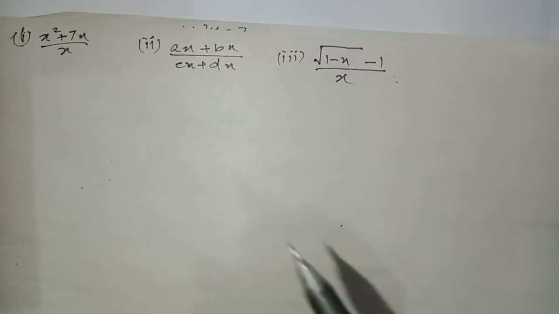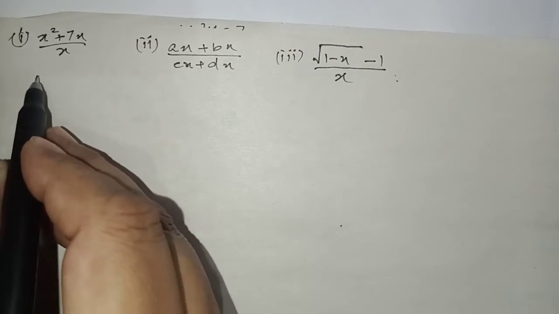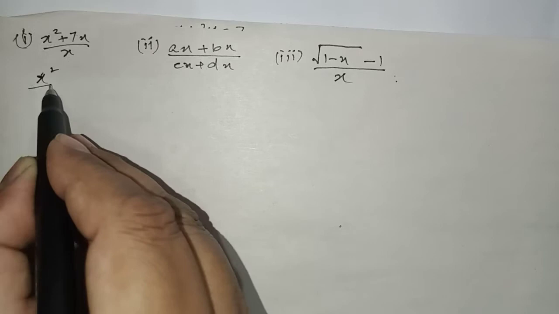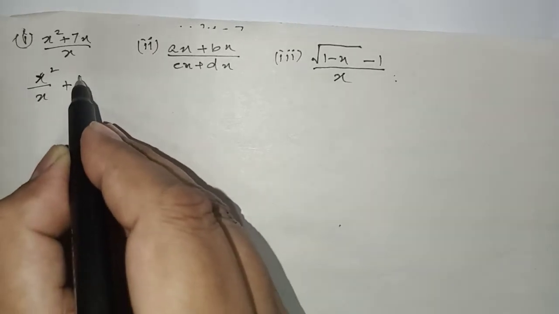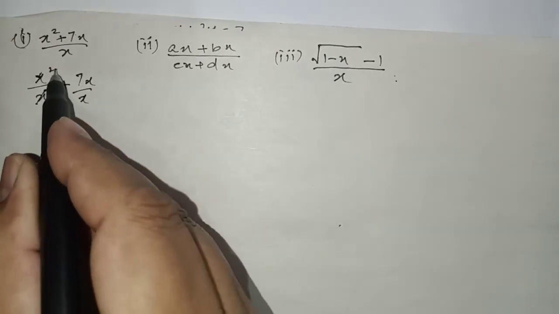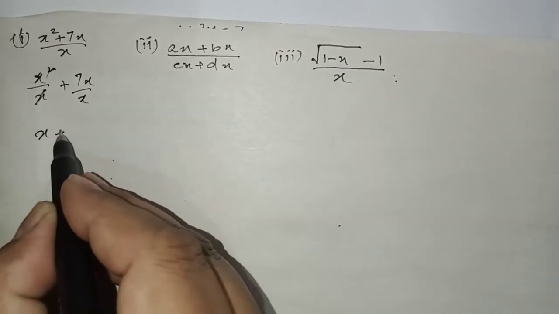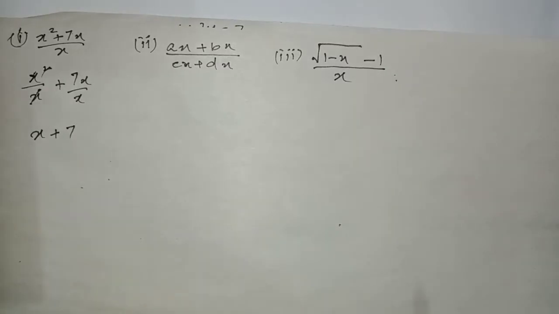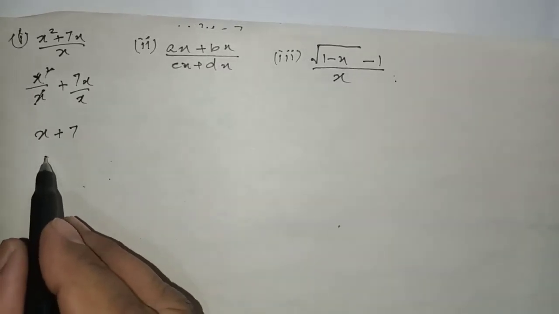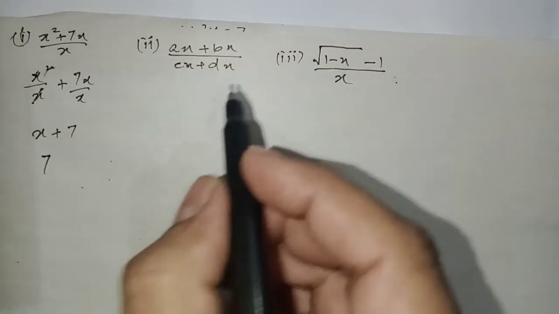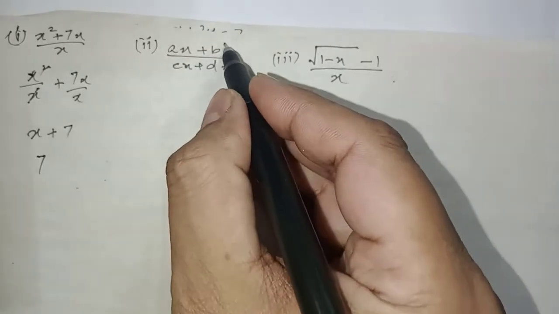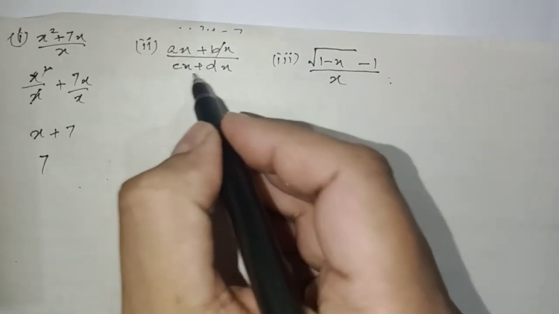So in that case, first we will try to simplify by dividing x square upon x plus 7x upon x. On further simplification, we get x plus 7. Now if we apply the limit that x tends to 0, then the result will be 7. In part number 2, we are given (ax plus b) upon x, divided by (cx plus d) upon x.